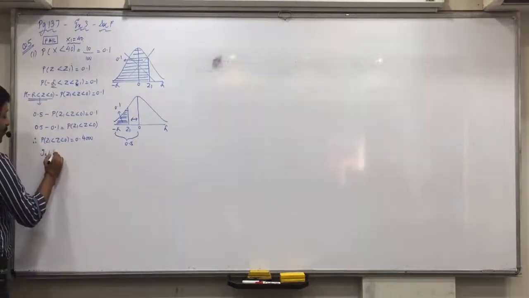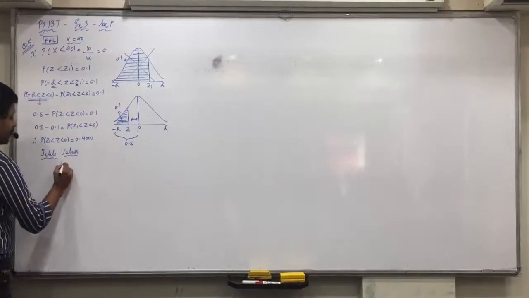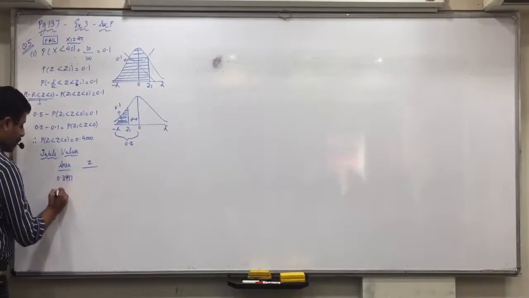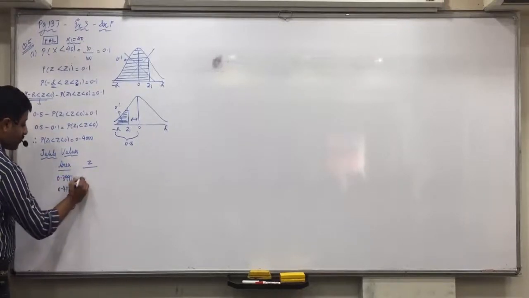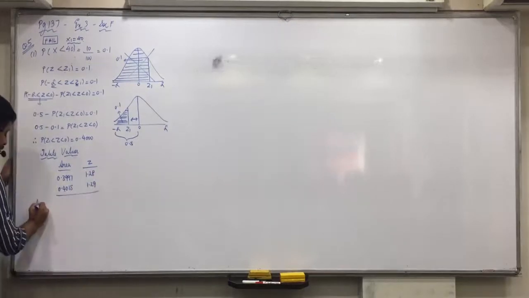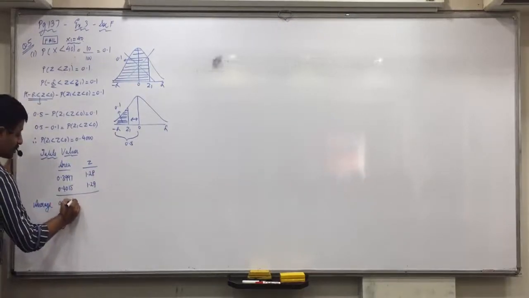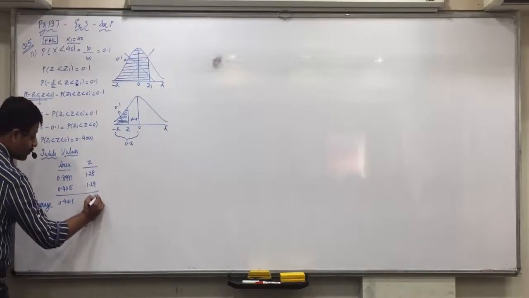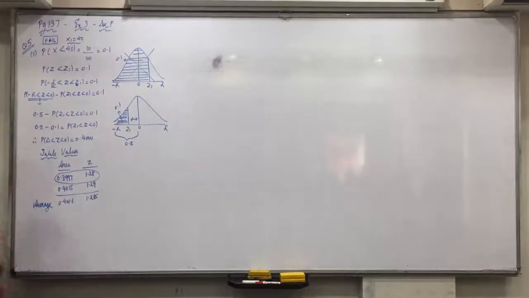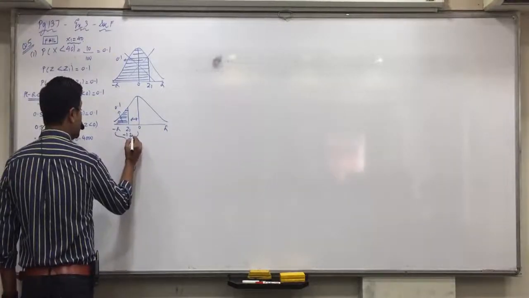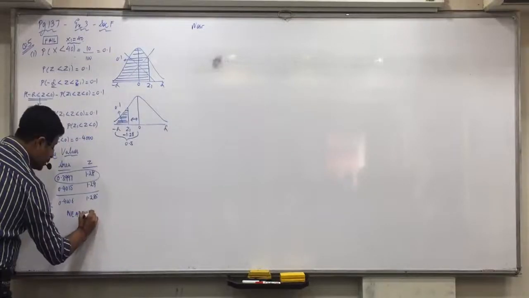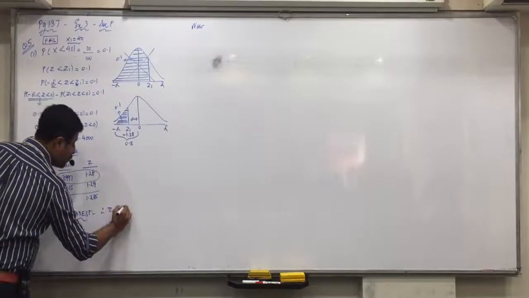1.28, but we have to show table values. Area, Z: 0.3997, 0.4015. For 1.28 and 1.29, the average is 0.4006 and 1.285. Nearest is 3997. It's on the left side, so minus 1.28. So you'll say nearest Z1 is equal to minus 1.28.